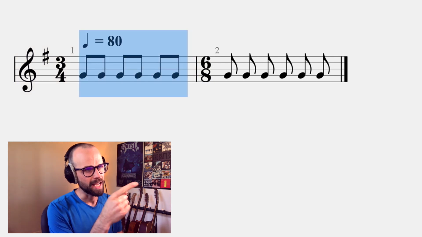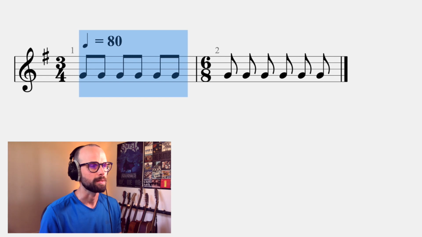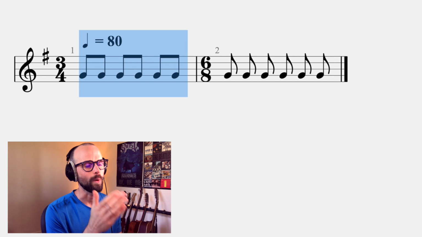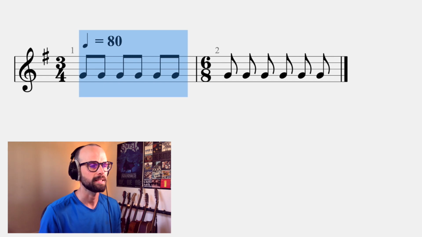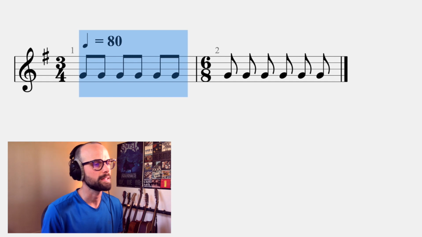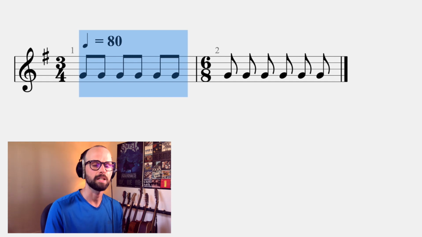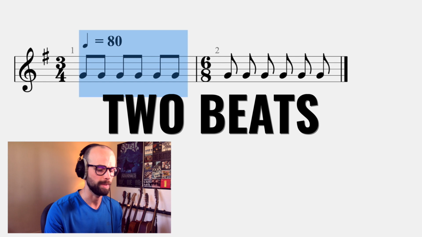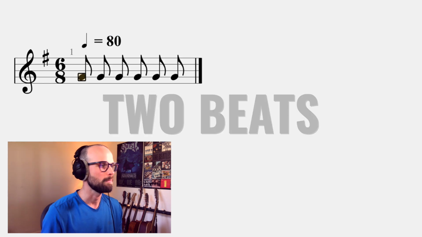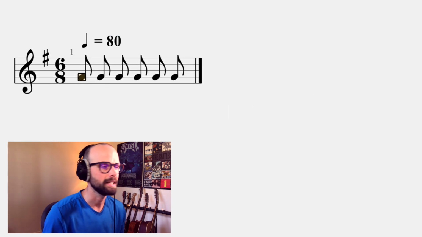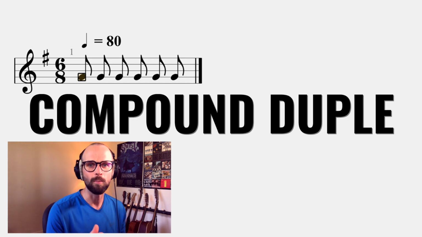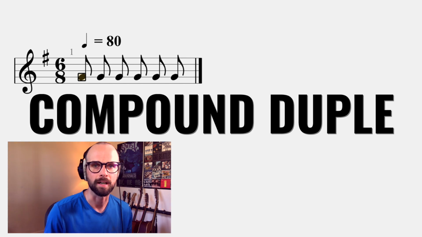In 6/8, we have 6 eighth notes to every measure, but it's lying to us a little bit. We don't think of 6/8 as a time signature in which we have 6 beats. We in fact think of 6/8 as a time signature in which we have 2 beats. We have but 2 beats in 6/8. It is what we call compound duple time.